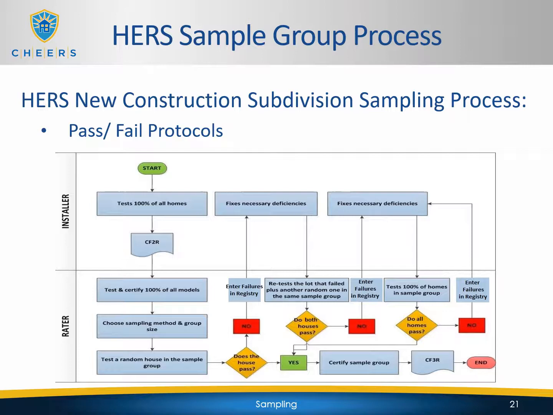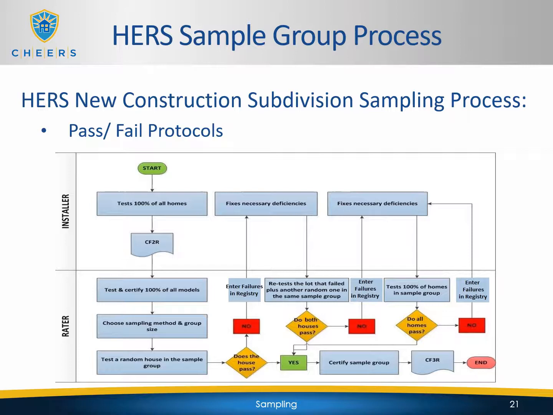The rater will then come in and test 100% of the models, which we talked about. And then they're going to choose a sampling size and sampling method. So 1 and 5, 1 and 7, open, closed method, doesn't matter. And they're going to test a random house in the sample group. So the rater, you randomly pick a house that you want to test and you test it. Nobody's going to tell you which house to test because it's up to you.